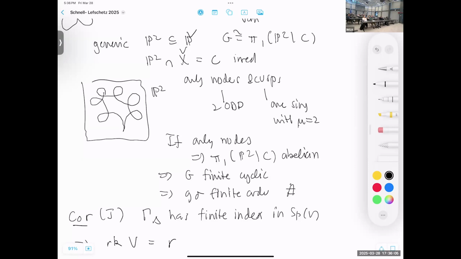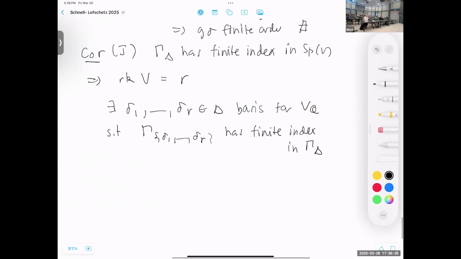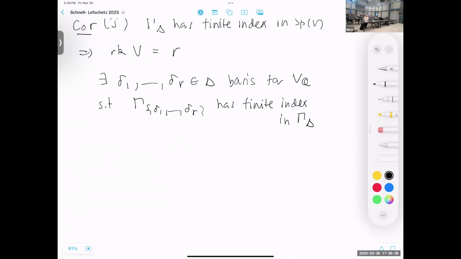But why is H1 finite? The H lower one of P2 minus this irreducible curve. Finite? Right, because P2 is simply connected. Okay. Yeah. Right. Dang it, I came all the way from Stony Brook. Okay. Still a lot of Dennis questions to answer. Okay.